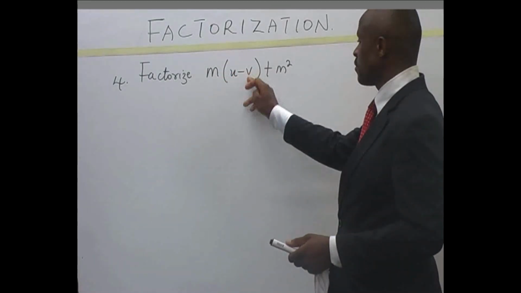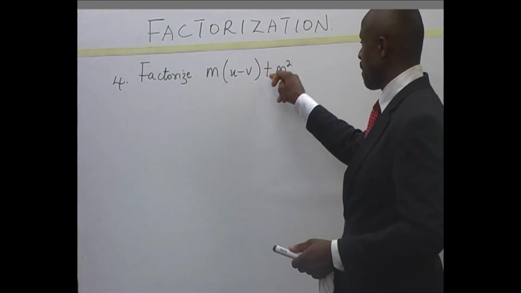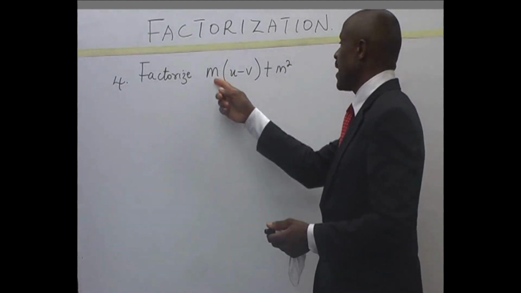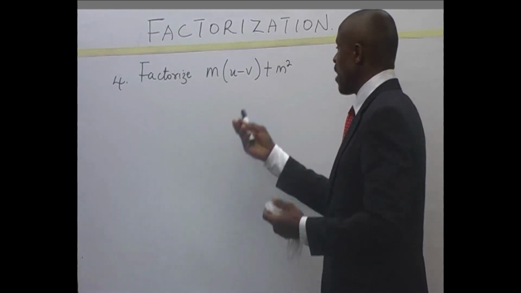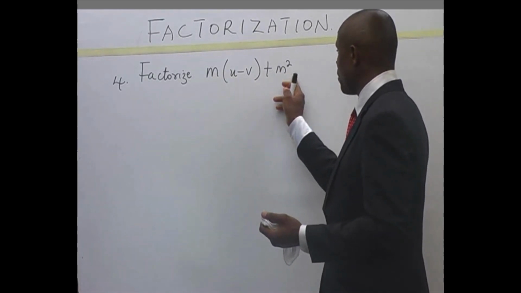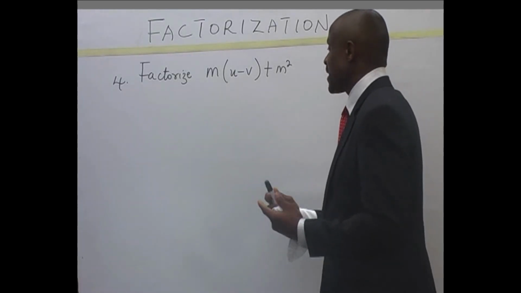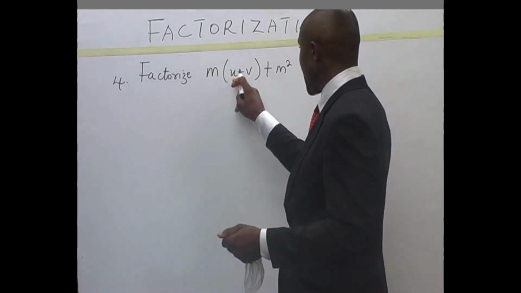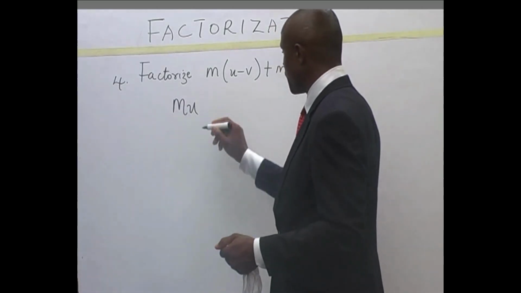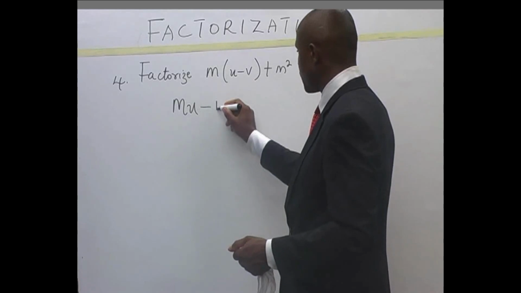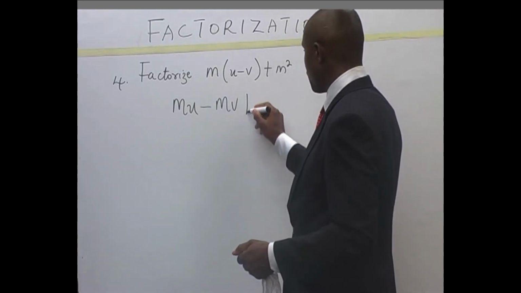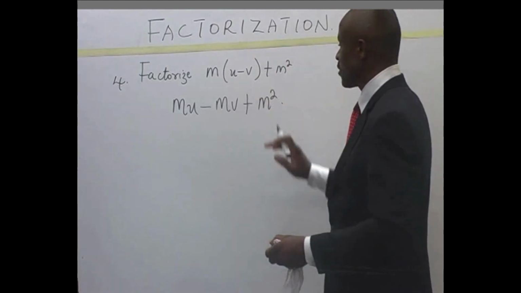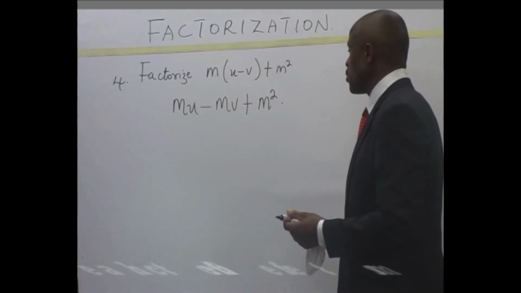If you have m into u minus v, bracket closes, plus m squared. If you look closely, what you have in common here is m on this side and m here. But to get it clearer and better, remove this bracket. Use m to multiply all you have inside the bracket. M times u will give you mu. M times minus v will give you minus mv. Then bring down plus m squared. This expression is clearer and better for factorization in this form.